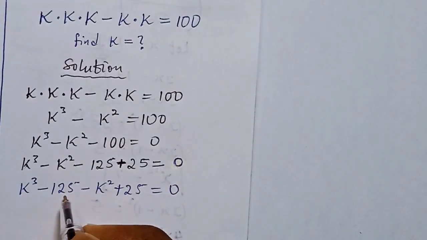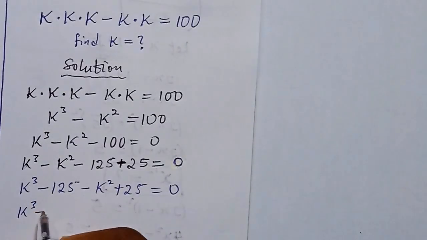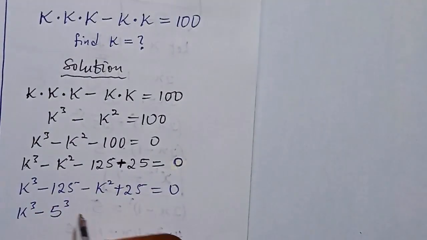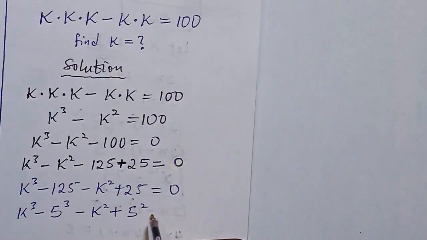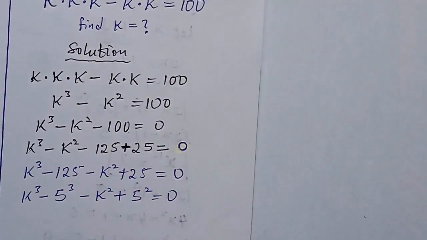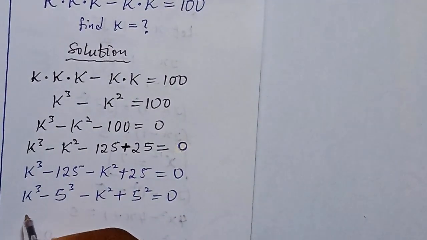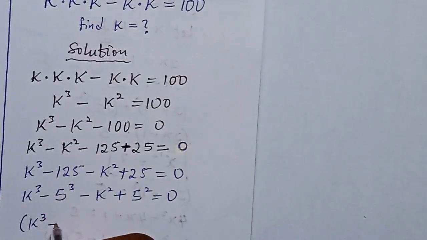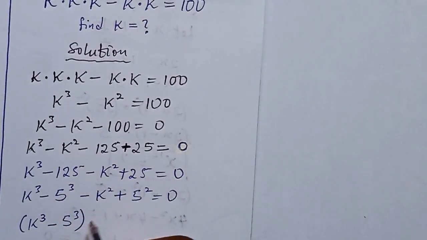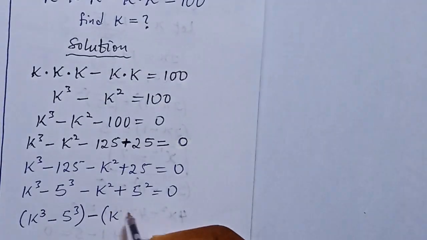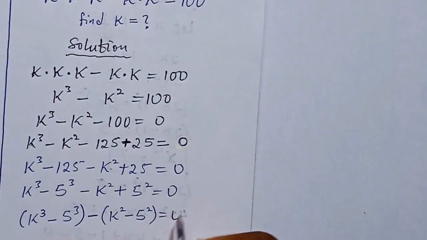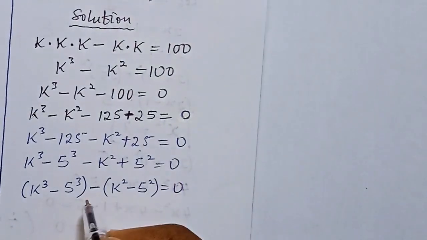So from here we simplify this as k cubed minus 5 cubed minus k squared plus 5 squared equal to 0. So we introduce brackets. Now we have into bracket k cubed minus 5 cubed, then close the bracket, minus, we bring the minus, and we have the bracket, that is k squared minus 5 squared, close the bracket, equal to 0. So I have rearranged this.